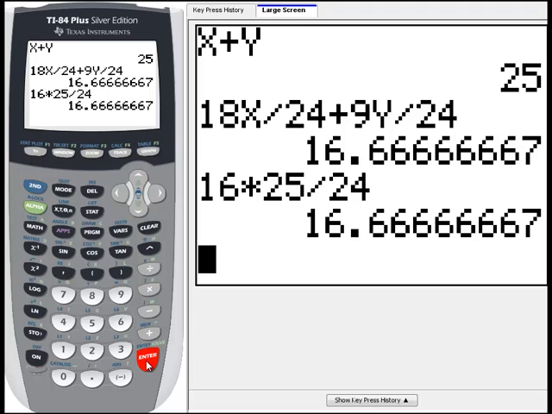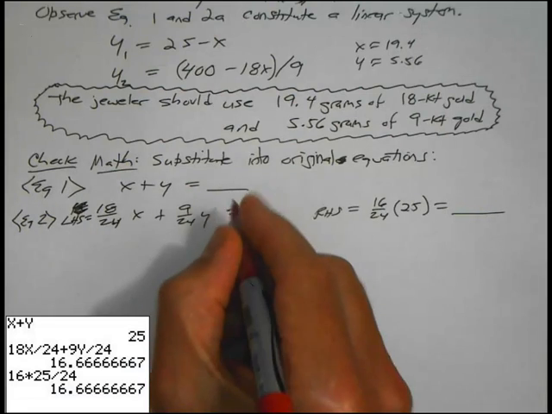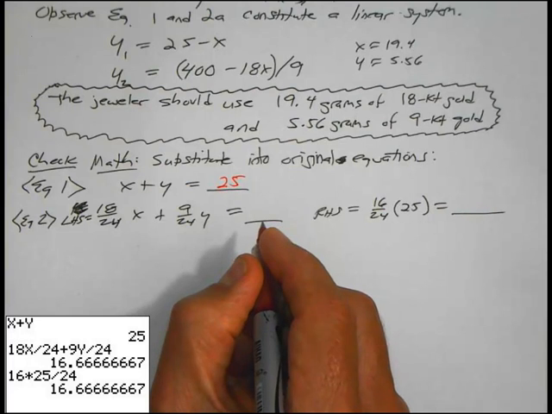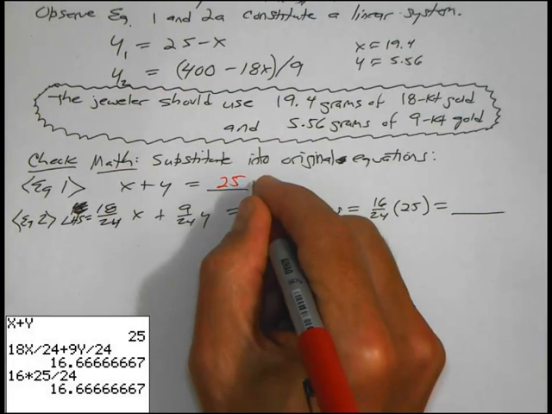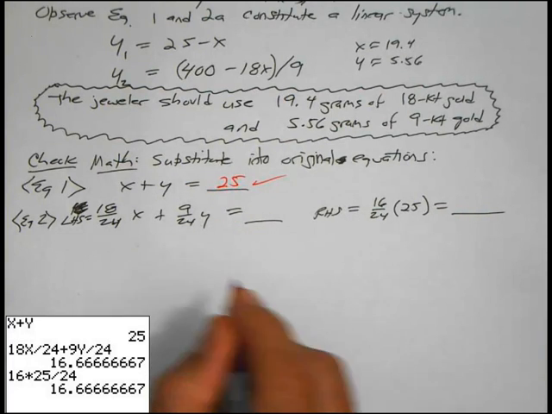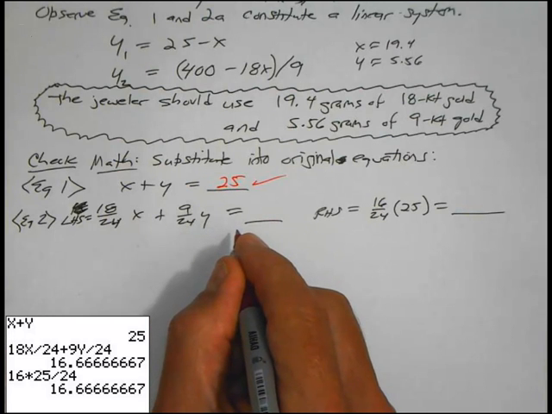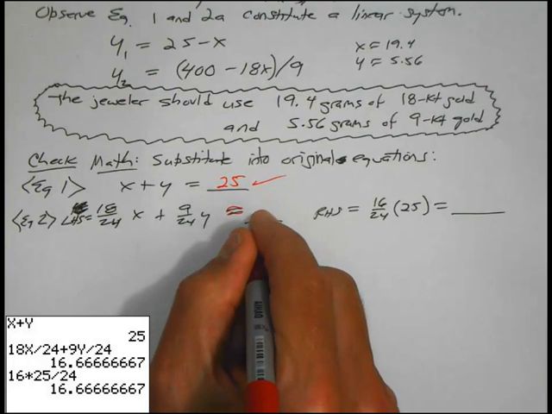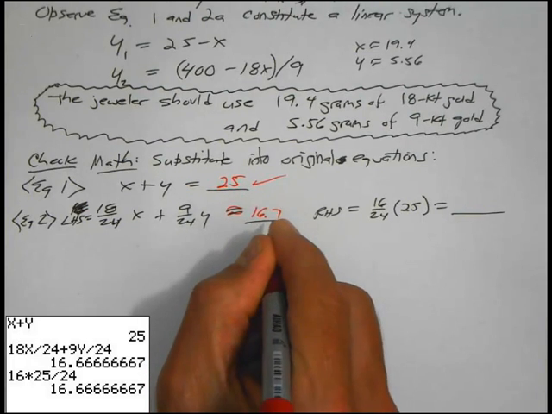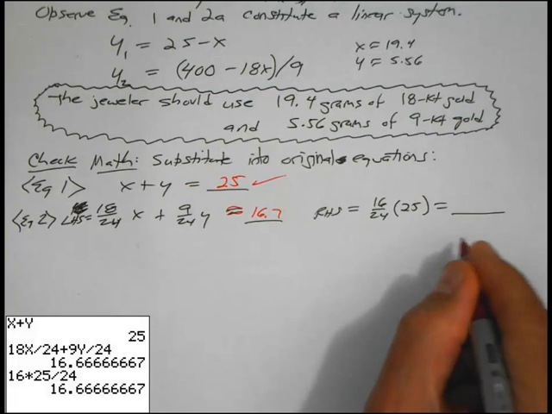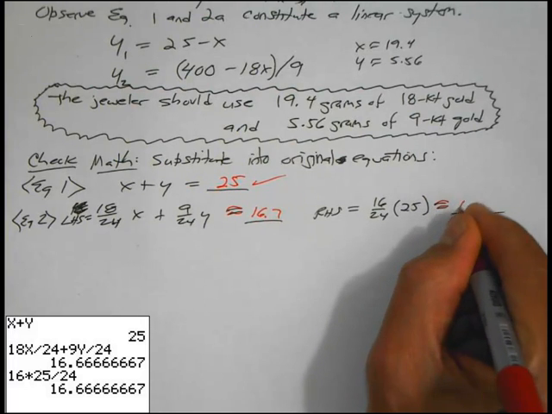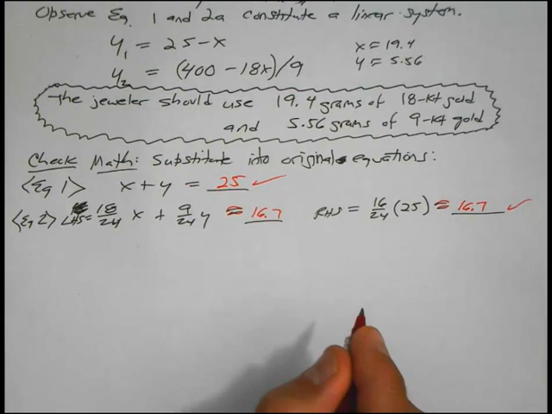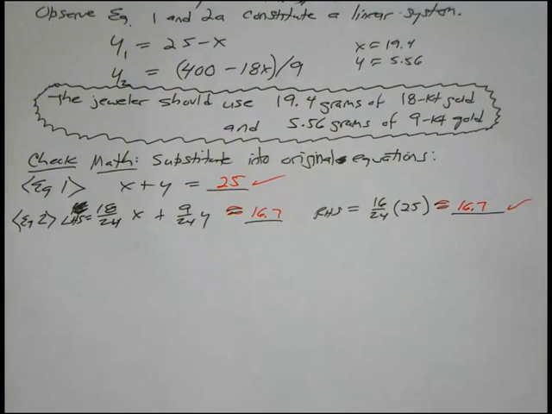All right, let's go back to our paper. The calculator produced a 25 when adding x plus y. That's indeed the right-hand side of equation 1. Math check there. For the second equation, the left-hand side was about 16.7, and this number comes out to be also 16.7. They are equal. Math check there.